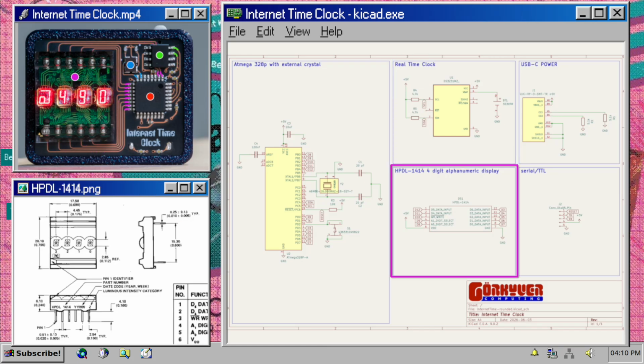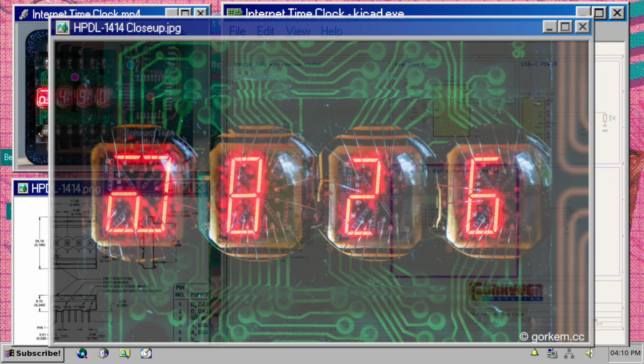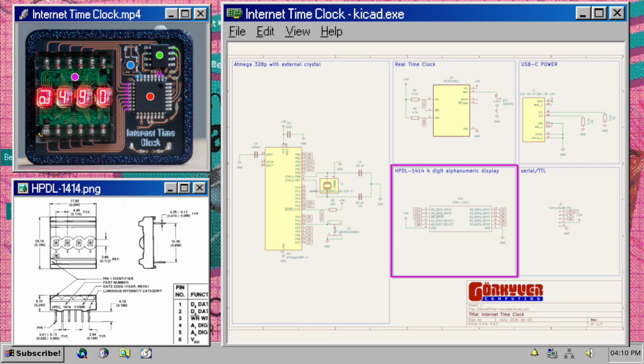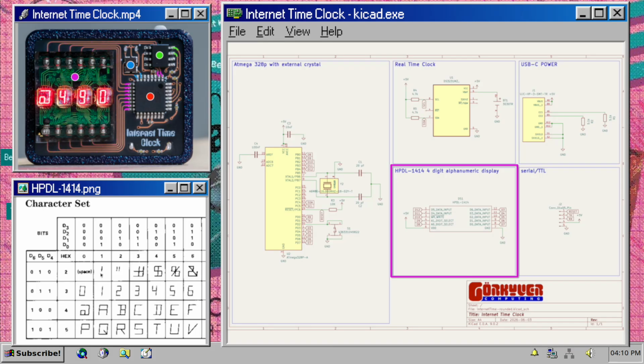Then, we've got the star of the show, the HP DL1414. I was on the hunt for an alphanumeric display for a long time, as I wanted to display the @ sign, which is hard to do with 7-segment displays. The HP DL1414 is a perfect display for this use case, because it has 16 segments and it was produced in the 90s, making it a great match for this project.